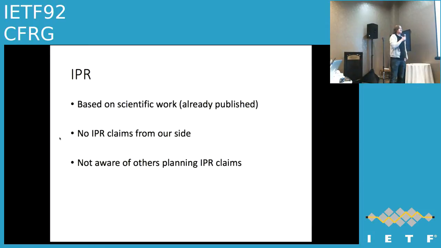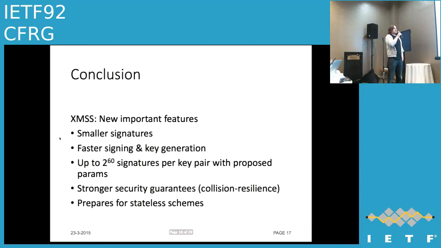Yeah, next. So we get smaller signatures, faster signing and key generation. We can do up to 2 to the 60 signatures per key pair with the parameters we propose. We get stronger security guarantees, and we prepare for stateless schemes. Next, or thanks.